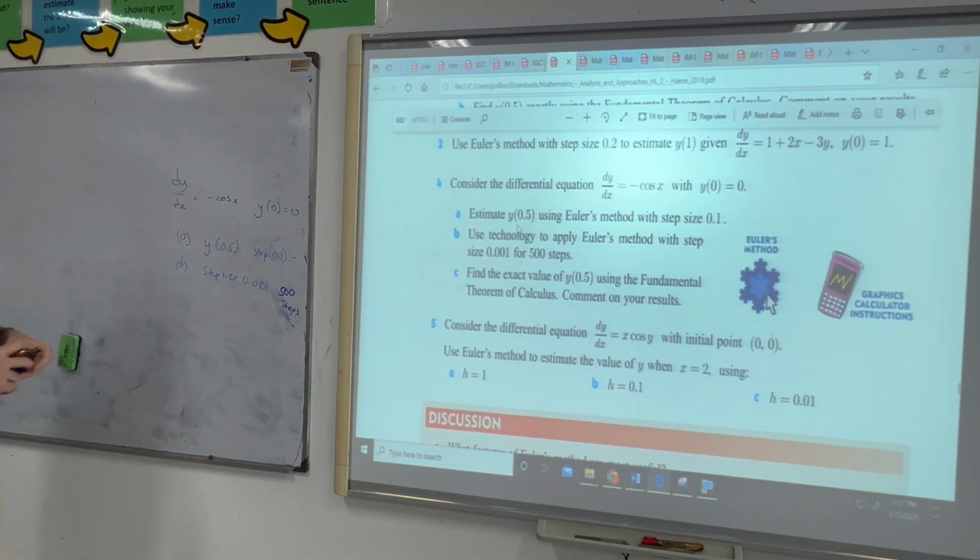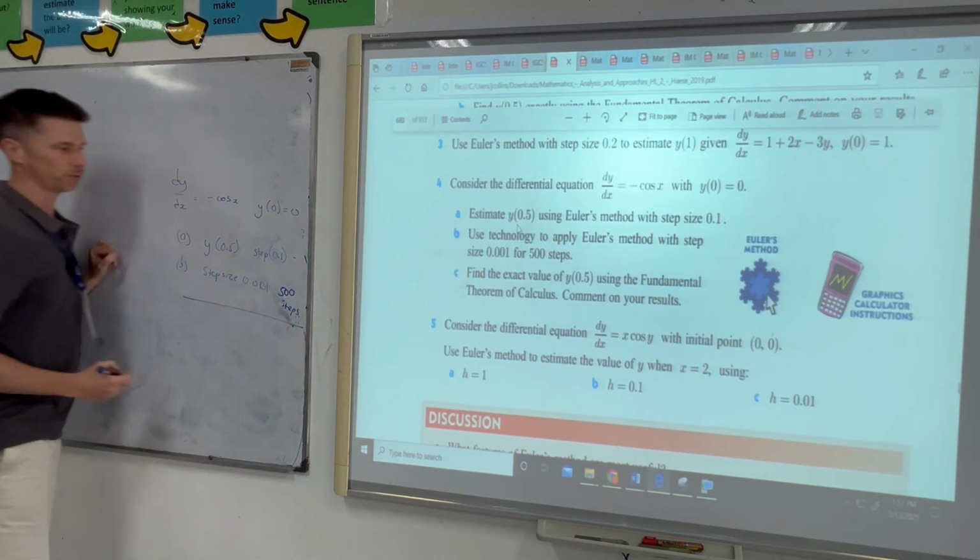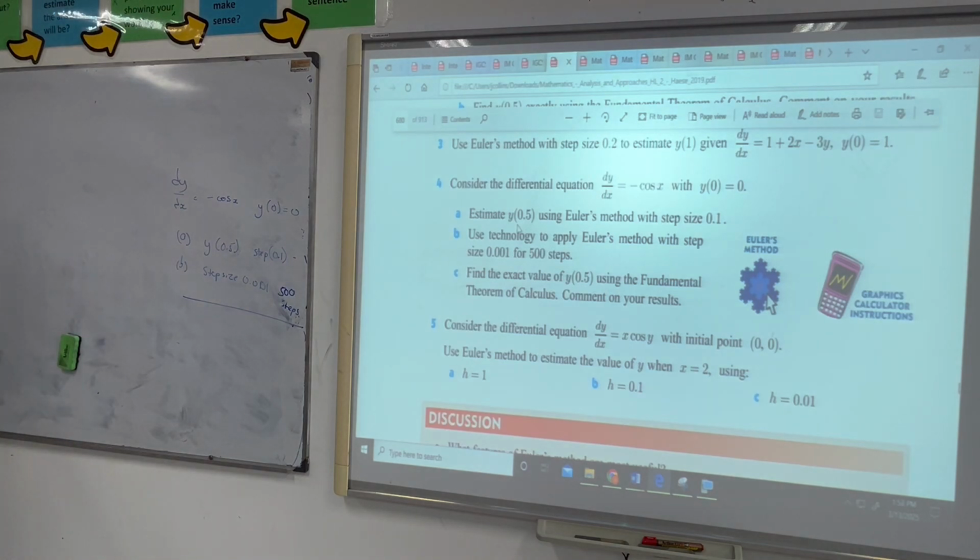And then the fundamental theorem of calculus, we don't need the calculator for it. That's just derivatives are the opposite of integration. We'll do that in a second. Okay, so we're going to do these questions now.